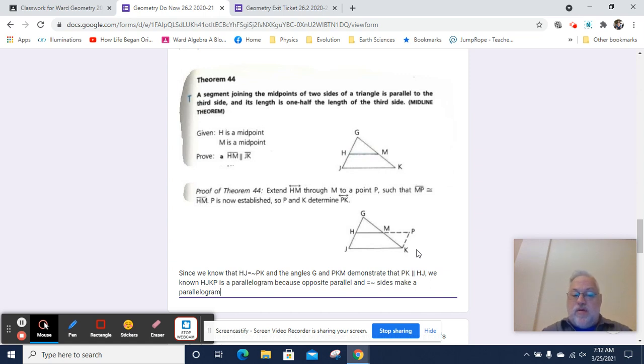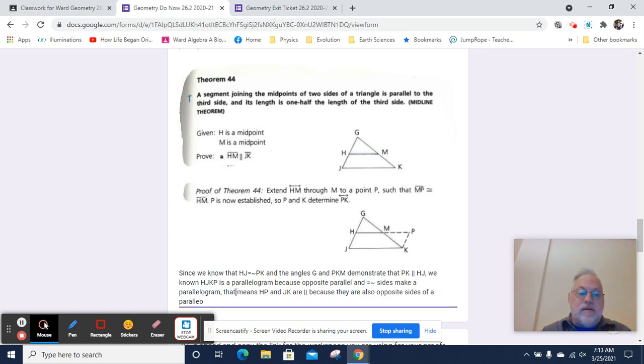Well, since it's a parallelogram, then that means that JK and HP have to also be parallel, which means HP and JK are parallel because they're also opposite sides of a parallelogram.